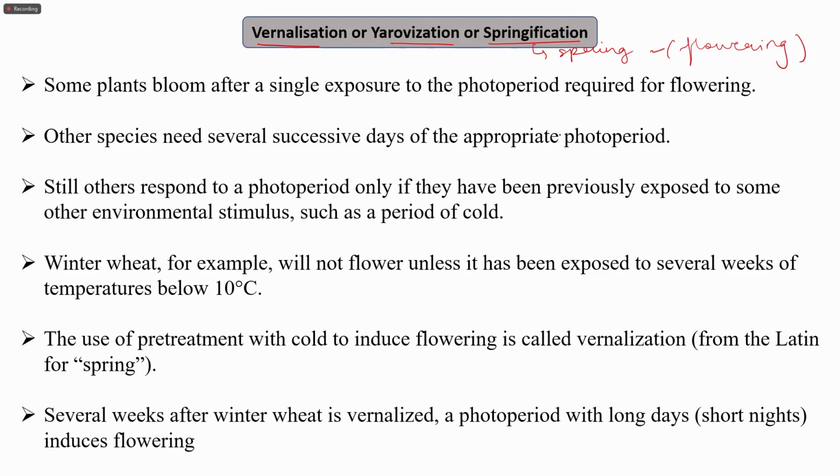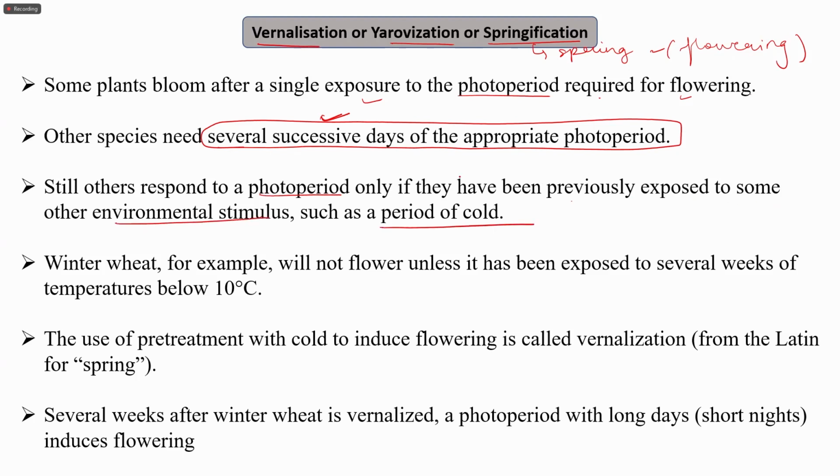Some plants bloom after a single exposure to the photoperiod required for flowering. However, there are other species that need several successive days of appropriate photoperiod. Still, there are others that respond to a photoperiod only if they have been previously exposed to some other environmental stimulus, such as a period of cold. This is where vernalization comes into the picture.